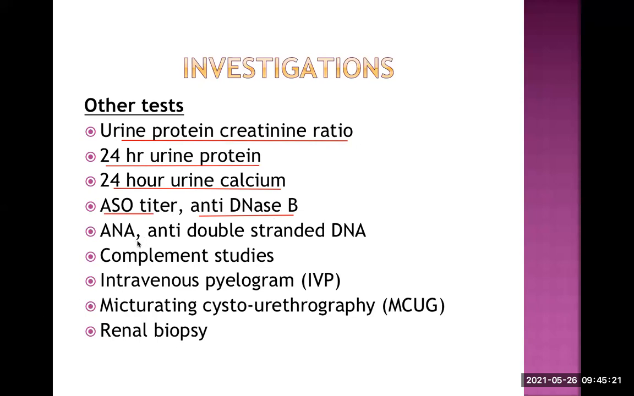ANA and anti-double-stranded DNA. Now, which disease is diagnosed by this test? SLE. Absolutely correct. Very good. ANA is a very sensitive test for SLE, and anti-double-stranded DNA is a specific test for SLE. So if both are positive, without any doubt, this is a case of systemic lupus erythematosus.